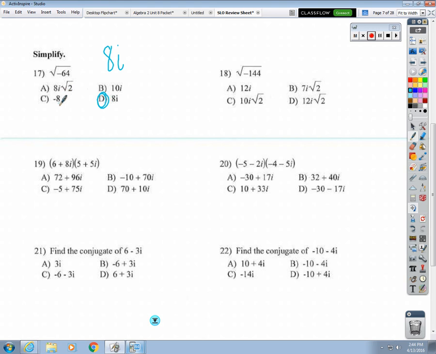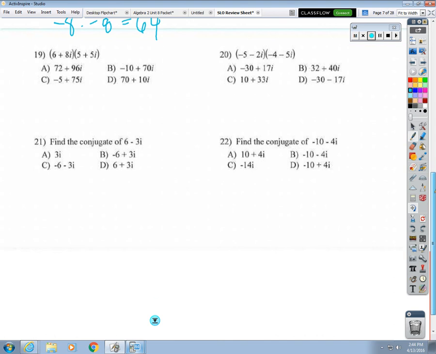Think about it. The reason it can't be negative 8 is because negative 8 times negative 8 is positive 64. And this is a negative 64. But 8i times 8i is 64i squared. And what's i squared equal? Negative 1, which makes that a negative 64.